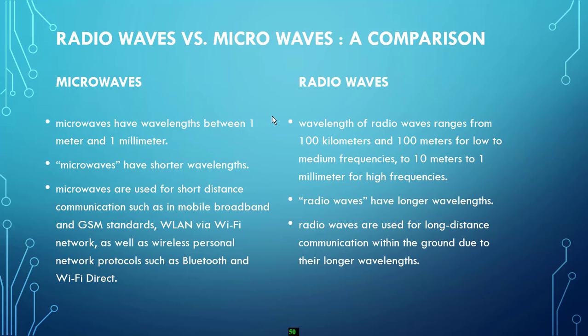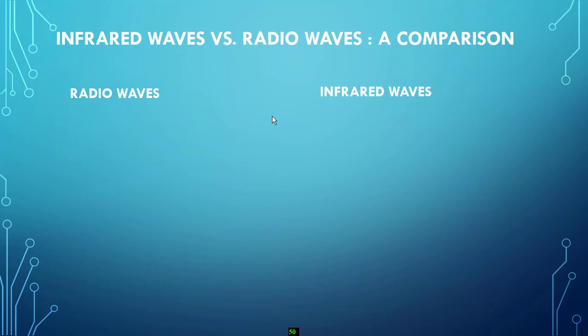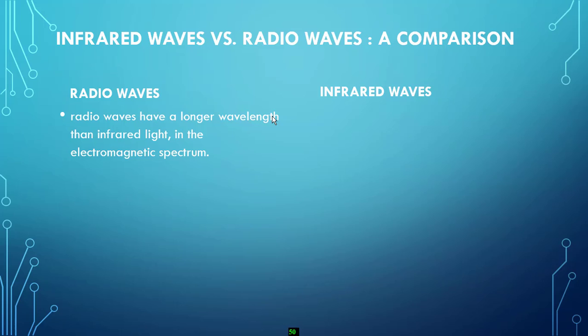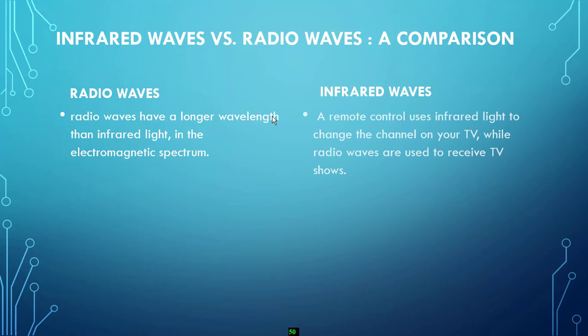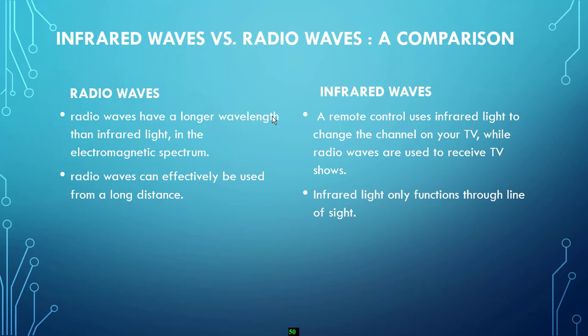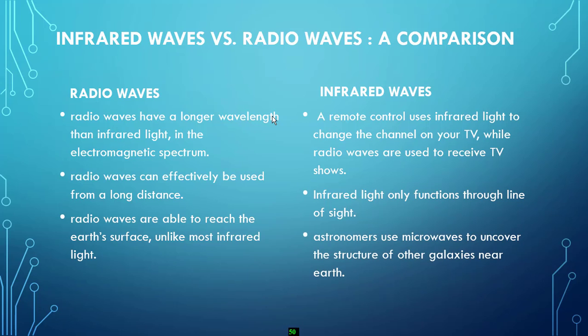Now, next will be infrared waves versus radio waves. Radio waves have a longer wavelength, as I said in the previous slide, than infrared light in the electromagnetic spectrum. For infrared waves, a remote control uses infrared light to change the channel on your TV, while radio waves are used to receive TV shows. Radio waves can effectively be used from a long distance. Infrared light only functions through line of sight. Radio waves are able to reach the Earth's surface, unlike most infrared light. Astronomers use microwaves to uncover the structure of other galaxies near Earth.